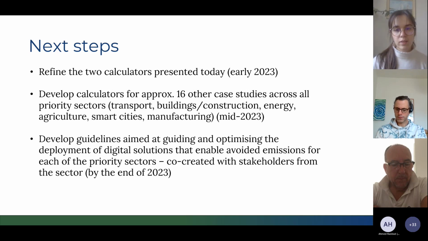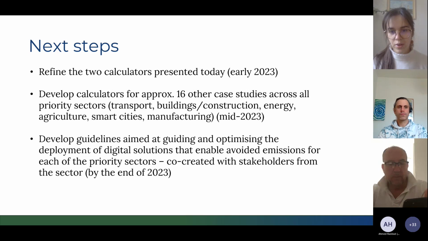We will then, by mid-2023, develop calculators for approximately 16 other solutions across all the priority sectors which have been identified: transport, buildings, construction, energy, agriculture, smart cities, manufacturing. And then by the end of next year, we will develop guidelines to guide and optimize the deployment of the digital solutions that enable avoided emissions for each of the sectors. These guidelines will be co-created with stakeholders from all the sectors, so we will also reach out to the relevant stakeholders among you to provide your feedback on the guidelines.